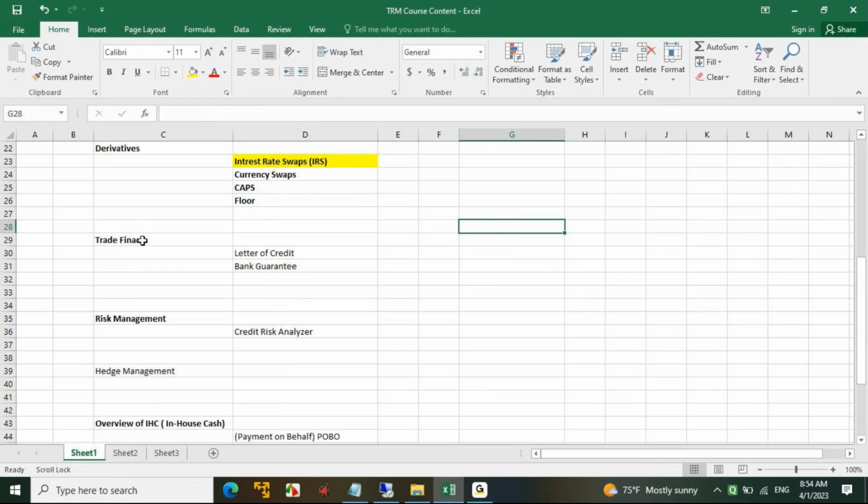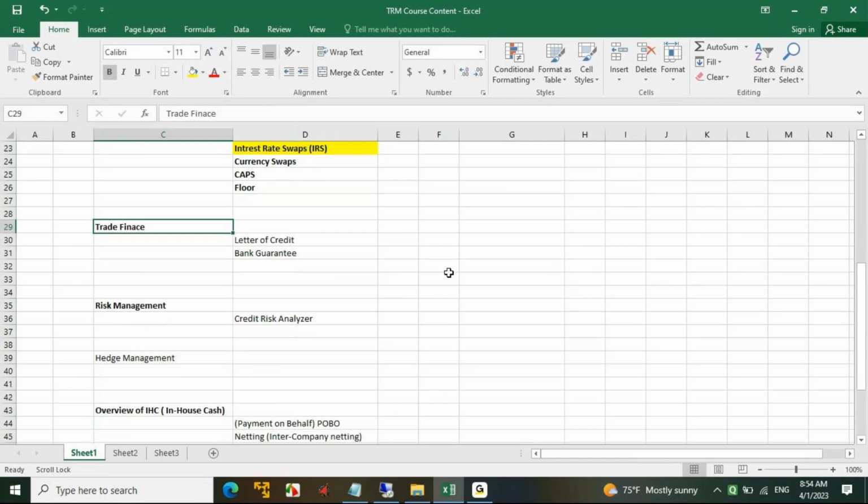And trade finance. Under trade finance, there are two products called letter of credit and bank guarantee. We'll not only discuss them, we will configure the end-to-end business process, because trade finance is most important. This is one of the recent innovations of S/4HANA. In ECC, trade finance was not there.